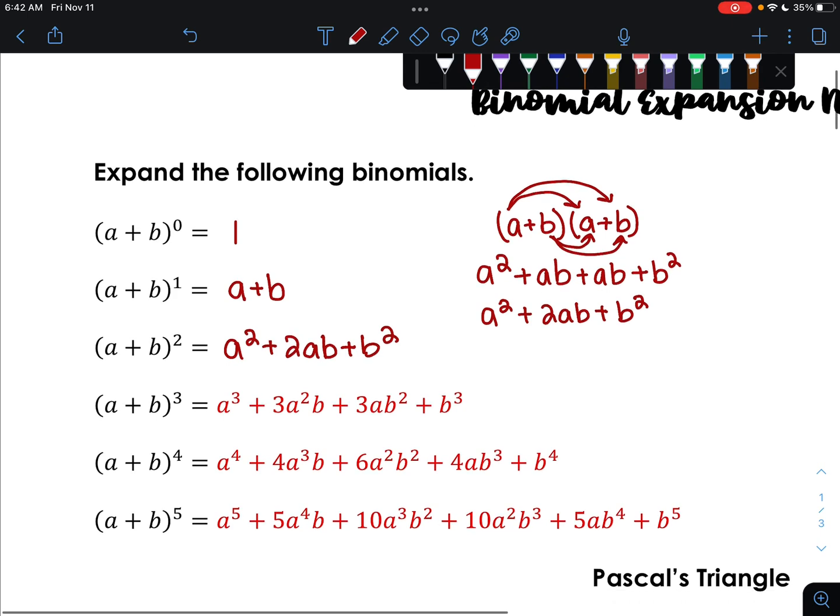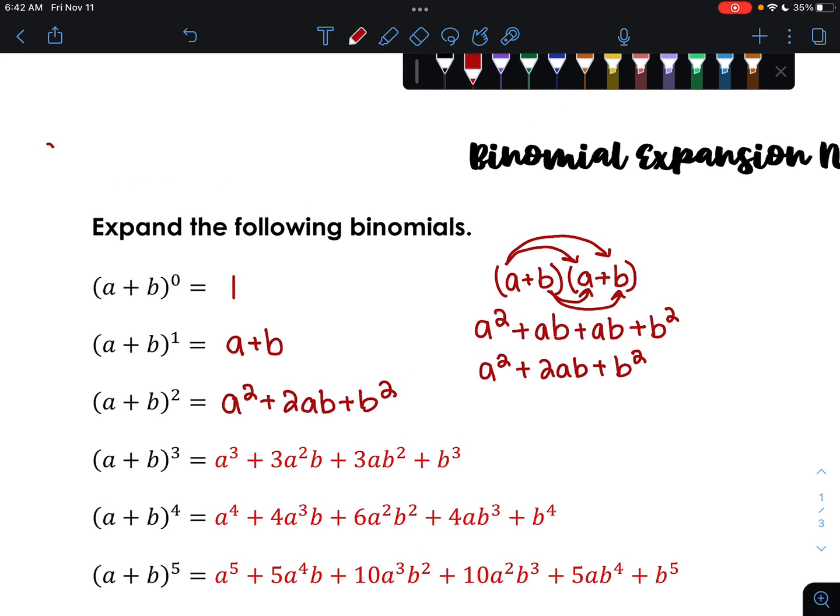Please make sure that you do not think, let's write it up at the top, that a plus b squared like this does not mean that it's a squared plus b squared. Okay, so making sure we do that.